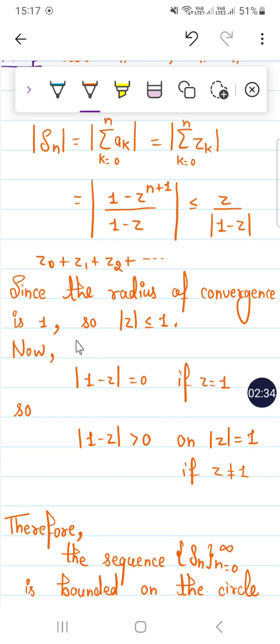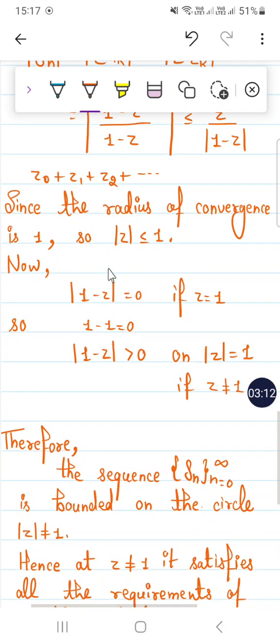Since the radius of convergence is 1, the circle is bounded by 1, and at z equals 1 the denominator becomes 0. If z equals 1, when we put it in, 1 minus 1 is equal to 0. This gives infinity, so at z equals 1 it is not defined. So we take mod of 1 minus z greater than 0, right? That is the condition for this term to exist.